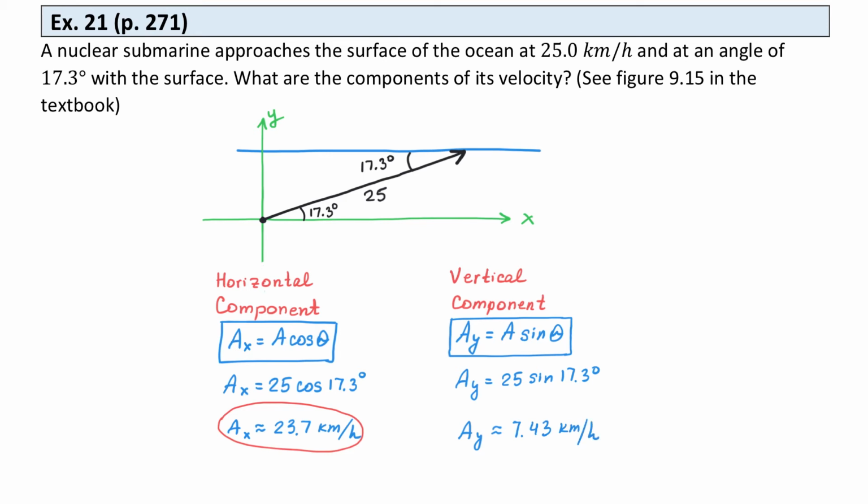Now on the graph, if from the terminal point of the given vector we draw a perpendicular down to the x-axis, then the vector along the x-axis will be the horizontal component, A sub x, and will have the magnitude of 23.7, and the vector along the y-axis will be the vertical component, A sub y, and will have the magnitude of 7.43. So we can say that the horizontal velocity of this submarine is 23.7 kilometers per hour, and the vertical velocity of this submarine is 7.43 kilometers per hour.